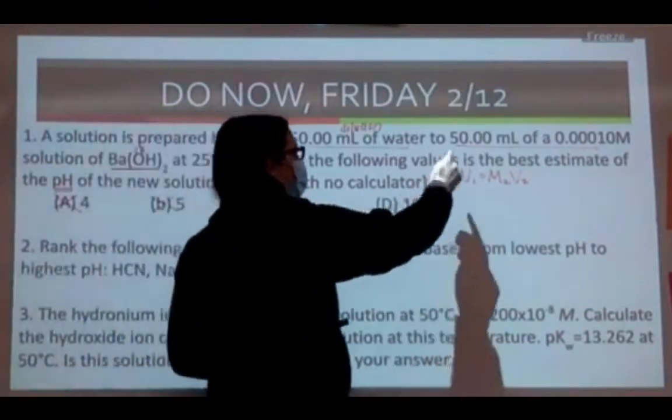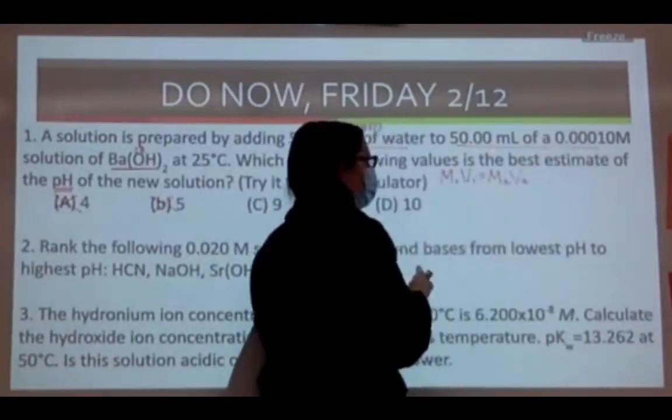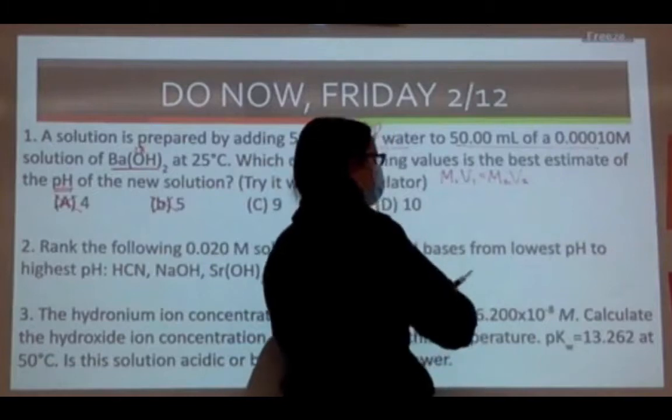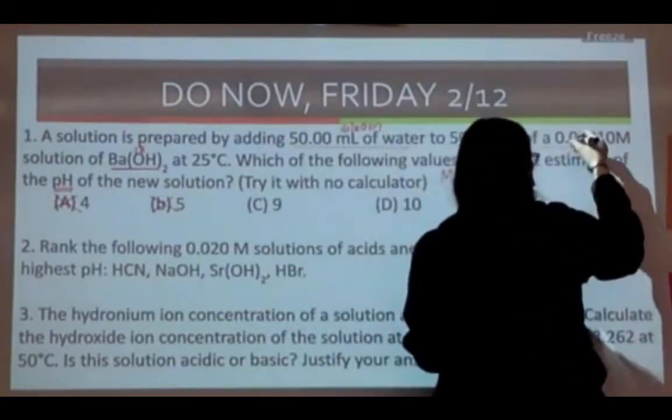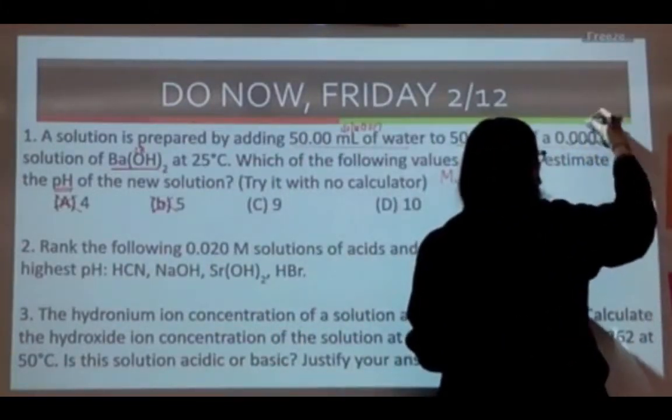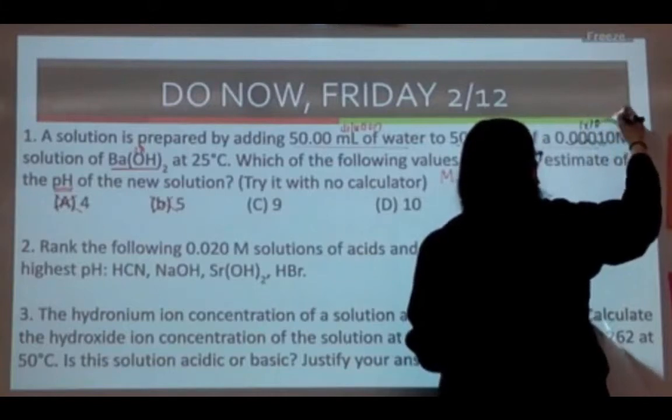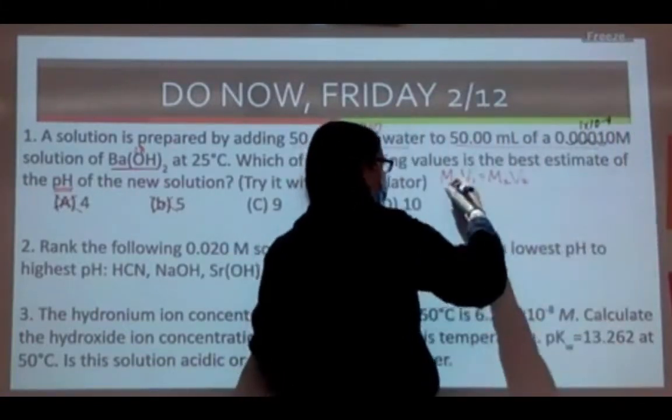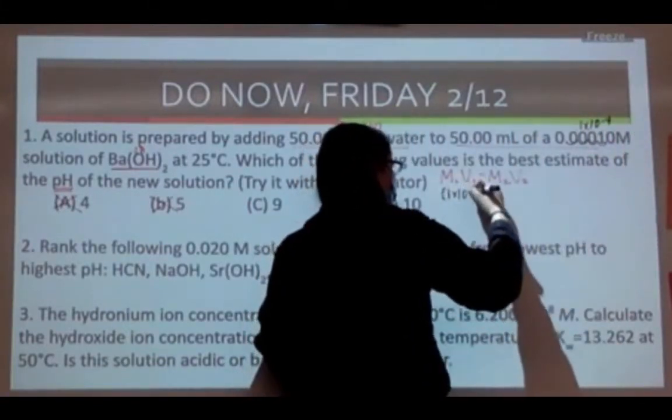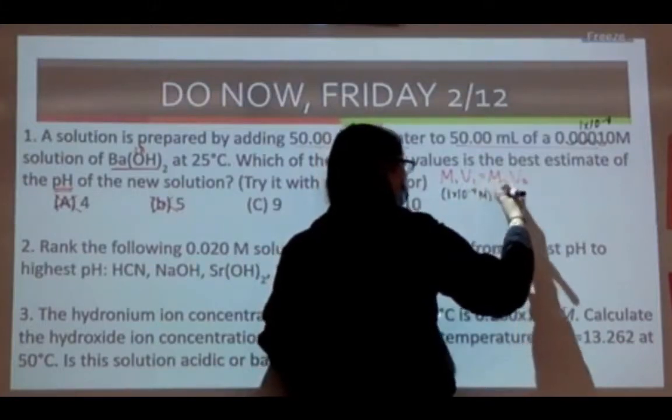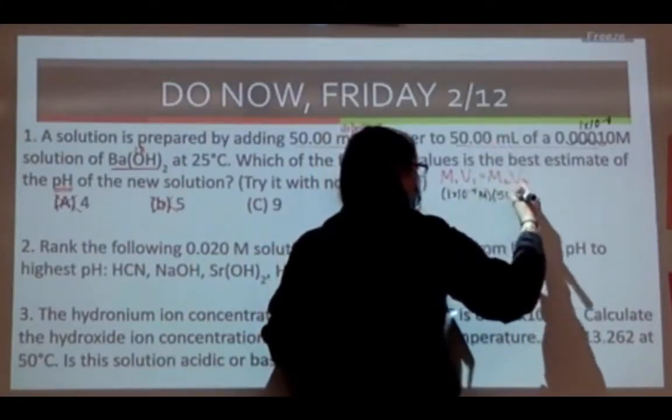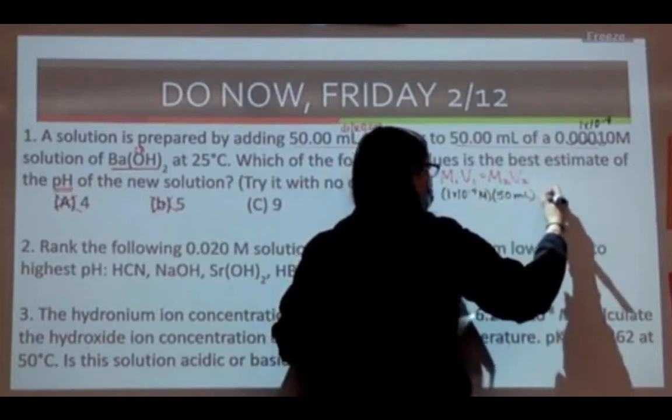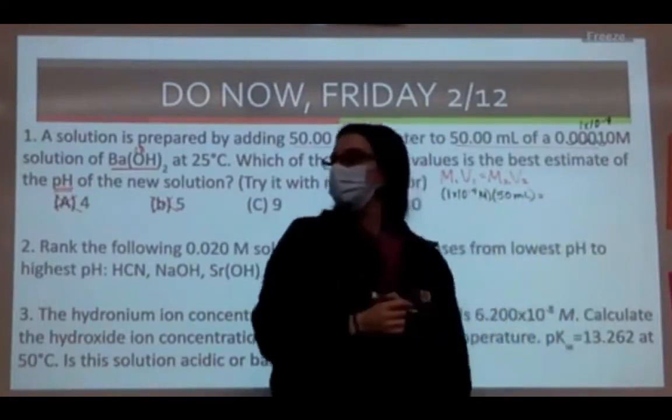So this 50 milliliters and this concentration, I'm going to put this in scientific notation to make it easier to work with. 1, 2, 3, 4. This is 1 times 10 to the negative 4th. So 1 times 10 to the negative 4th molar times 50 milliliters.